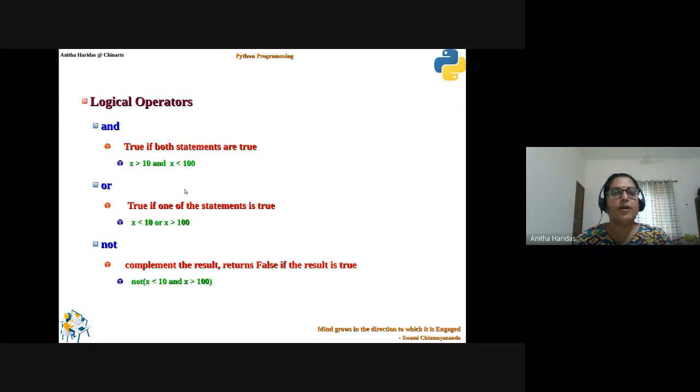Then we have logical operators. You know how logical operators are used. The logical operators are and, or, and not. If both the statements are true, it will be true with and. If one of the statements is true, then the or operator will function that way. Not is for complementing, so it returns false if the result is true, and it returns true if the result is false, right? So all of us know how to use and, or, and not.